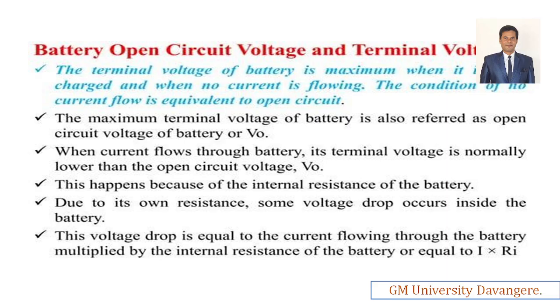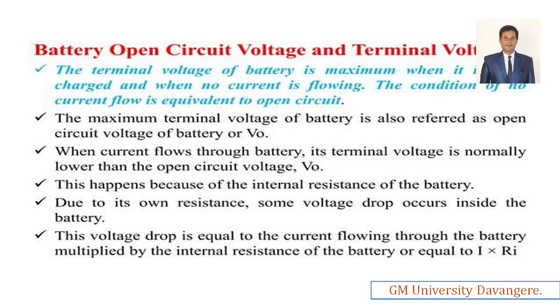The maximum terminal voltage of the battery is also referred to as the open circuit voltage of the battery, or V naught. That is the maximum terminal voltage when it is not connected to any loads. Right? When it is fully charged and there is no current flowing, then the terminal voltage will be V naught.